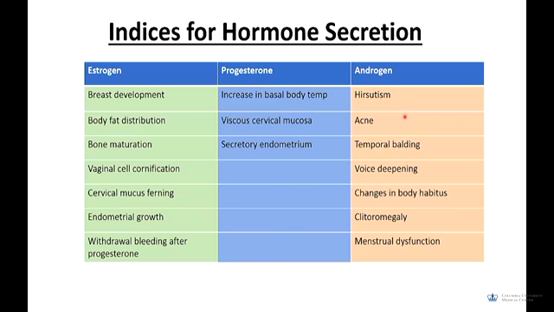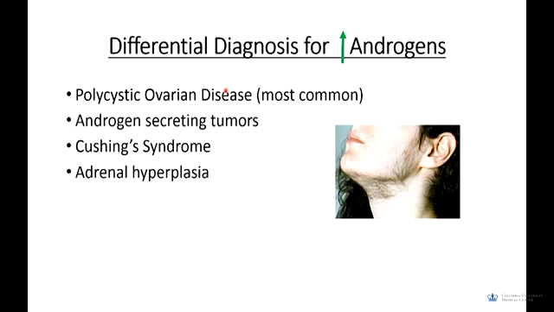Here's just a quick chart of what each hormone is responsible for, which is nice to know, especially when we're given a write-up of a patient, and these are good signs to look for. And then talking about androgens, we want to talk about polycystic ovarian disease. It's highlighted in several different lectures, and so we'll talk a little bit about the criteria.